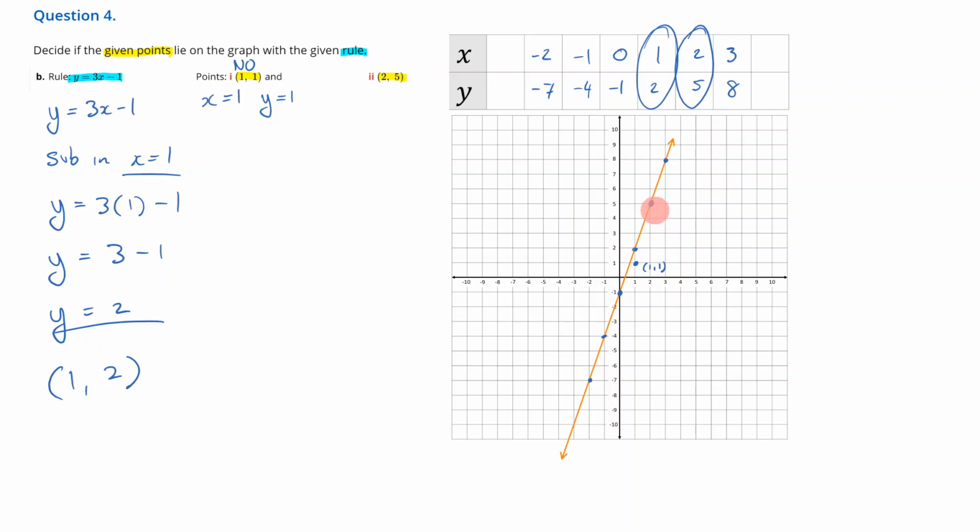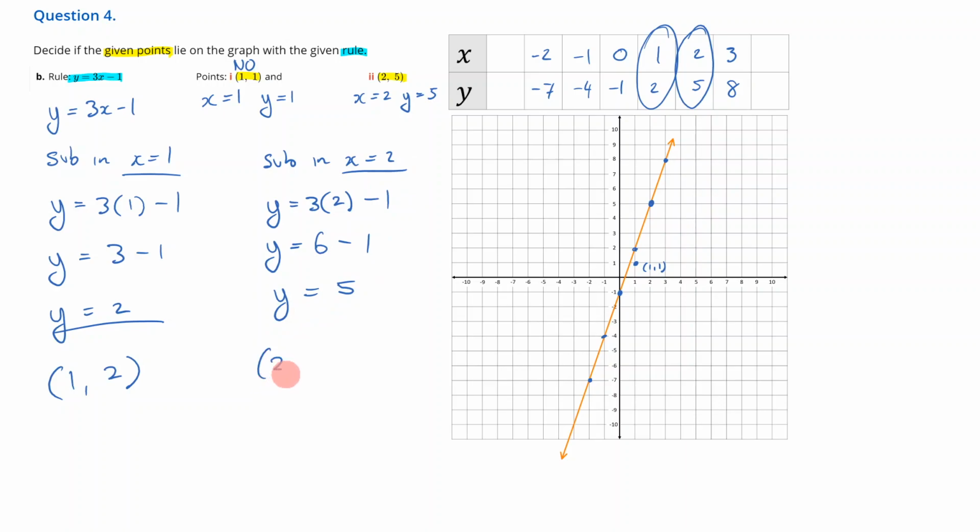It's on the line. But again, we want to be able to show this mathematically. So what this is saying is, hey, when you let x equal 2, does y equal 5? So let's sub in x is equal to 2. So that's going to be y is equal to 3 times 2 minus 1. Y is equal to 3 times 2 is 6 minus 1. Y is equal to 5. So that means when I let x equal 2, y equals 5. And that's the point that they gave me. So yes. And do you see how that point here, 2, 5, it's on the graph?